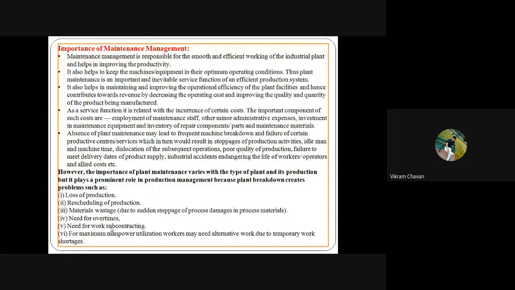Then the last one, for maximum manpower utilization, workers may need to perform alternative work due to temporary work shortages.